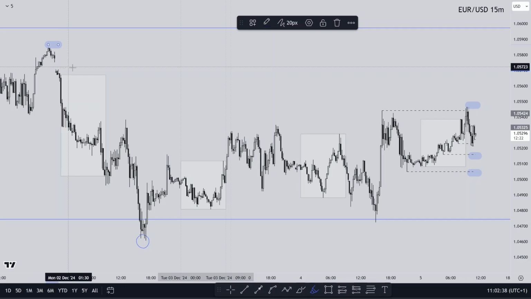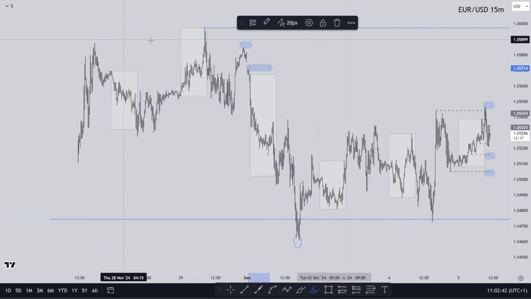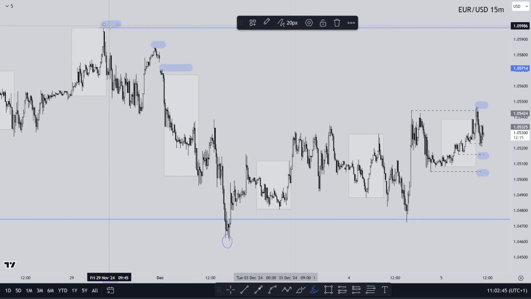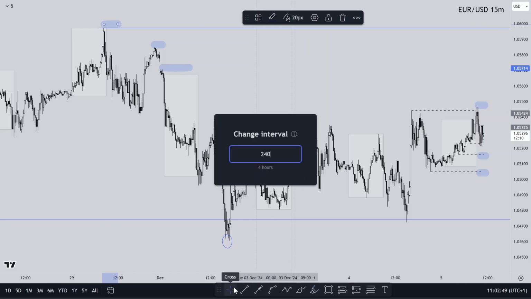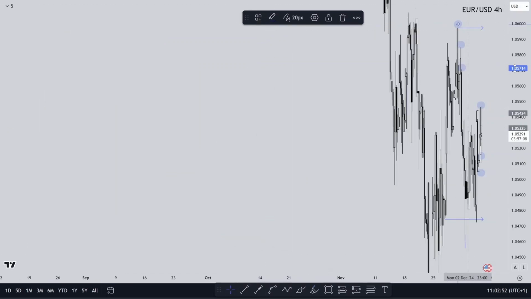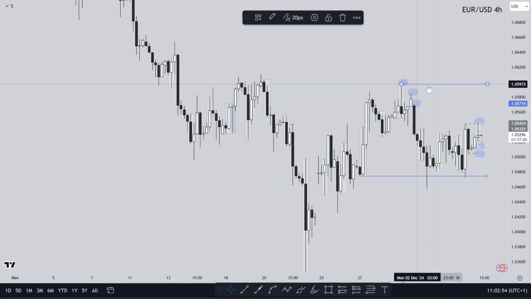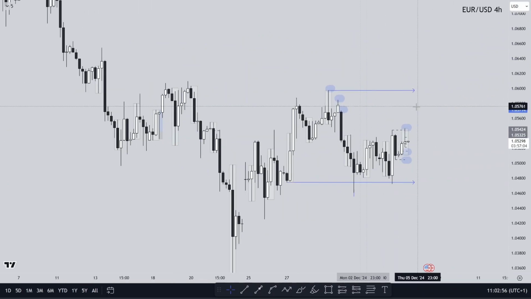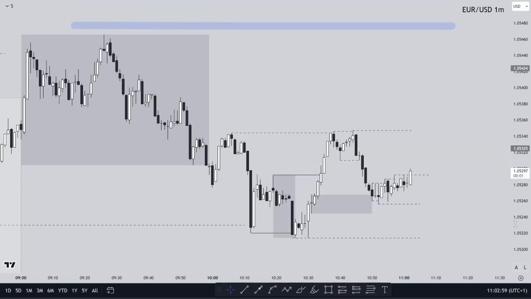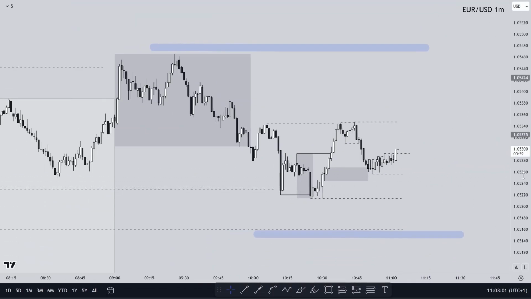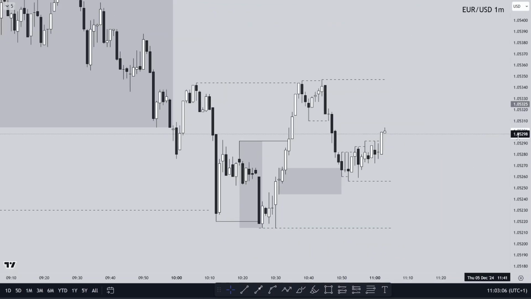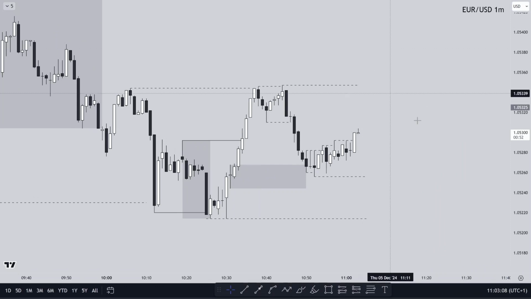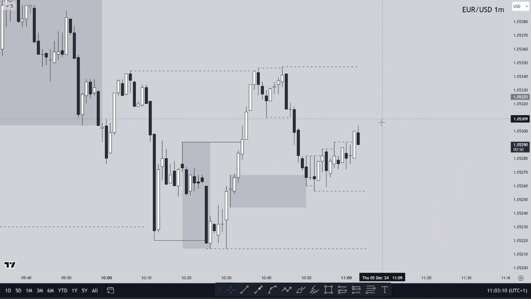Yeah, maybe this one could be the first target, but it's really close to this one, and also to the high of the structure, the 4-hour structure, this one. So it's really interesting, the long idea, the long setup. Oh, finally price closed above this high, so I hope now we can have some movement to the upside.